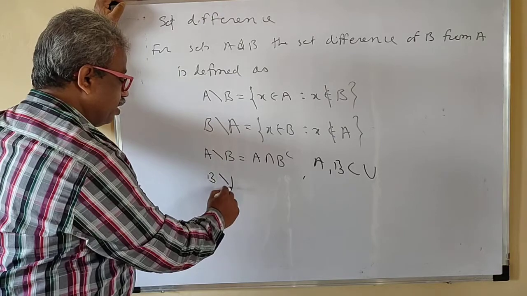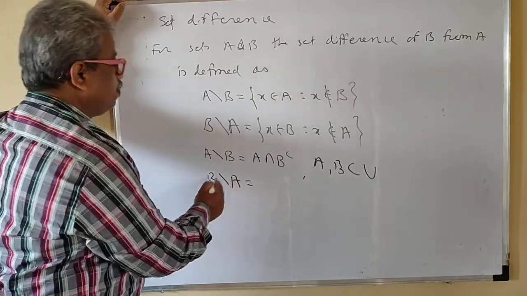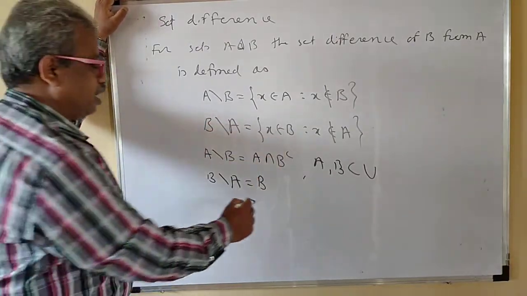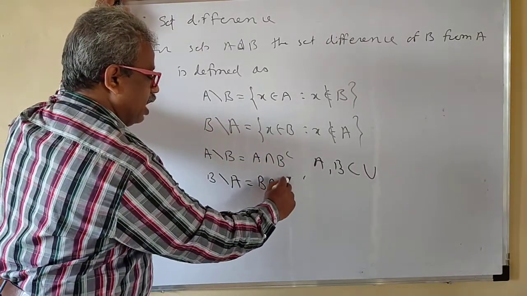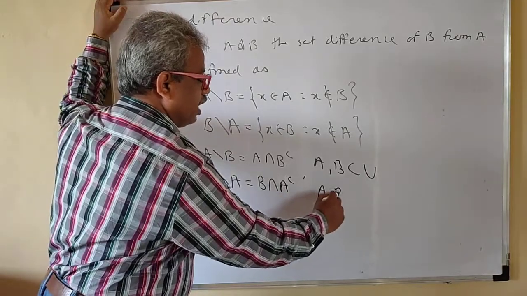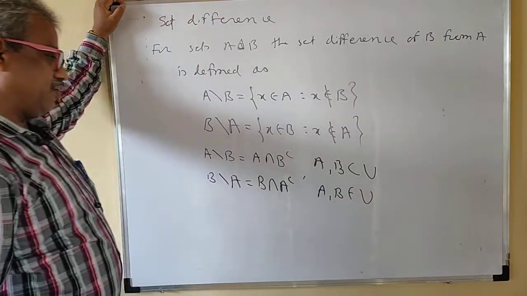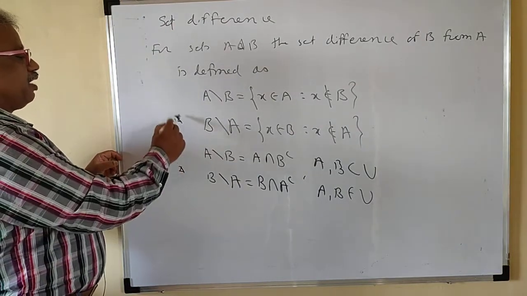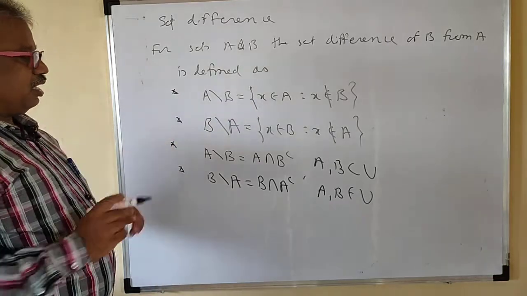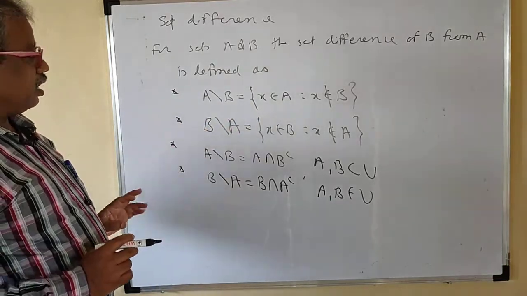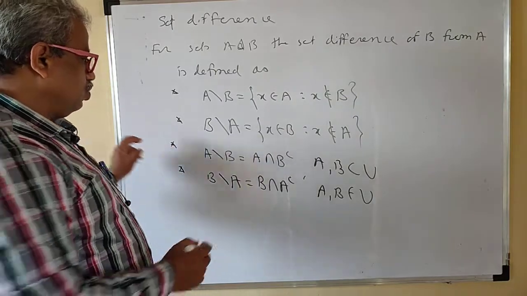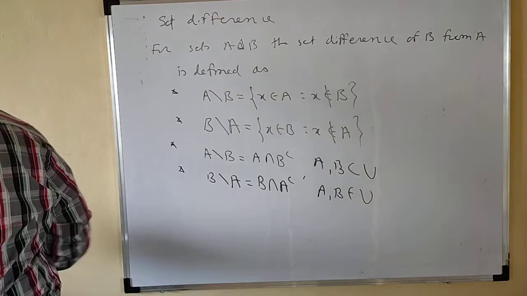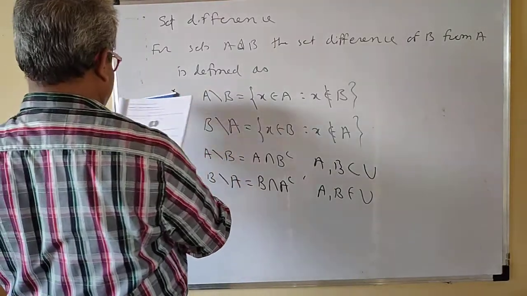So B minus A is nothing but the set of all x belonging to B, that means B is there, and x not belonging to A, that means intersection A complement. So whenever A and B are in the universal set U, remember this definition. All these are the definitions of A minus B and B minus A. This is very important. Okay, so this is for the set difference.